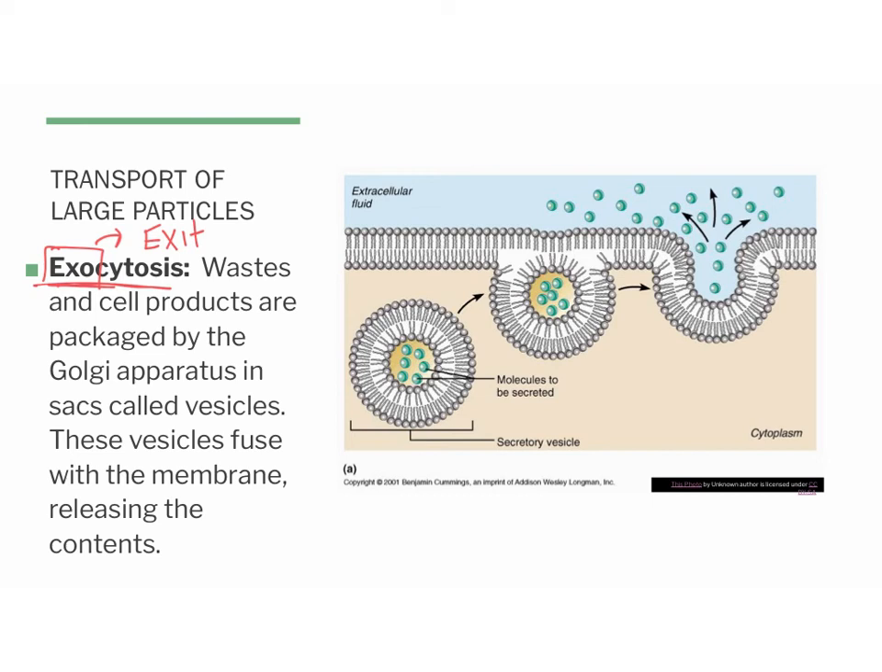What happens is the Golgi apparatus is going to package them into membrane-bound sacs, which are called vesicles. Then these vesicles are going to fuse with the membrane and end up releasing the contents. Here, these green dots are our large particles. These are like waste. Our cells don't need them anymore, so we have to get rid of them. The Golgi apparatus packages them up in these vesicles, and the vesicle moves until it gets to the membrane. Then it just fuses to the membrane.